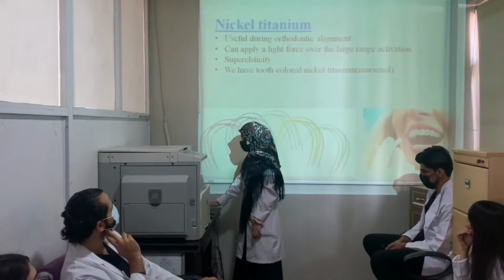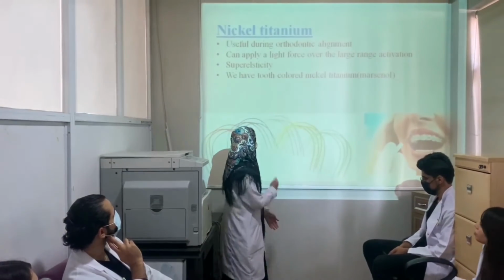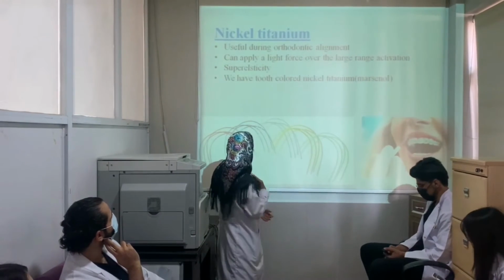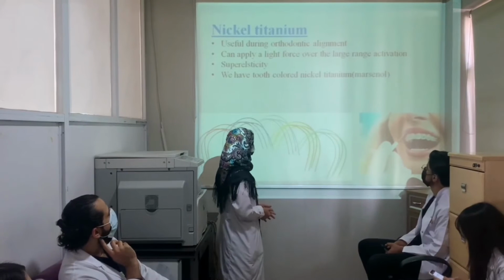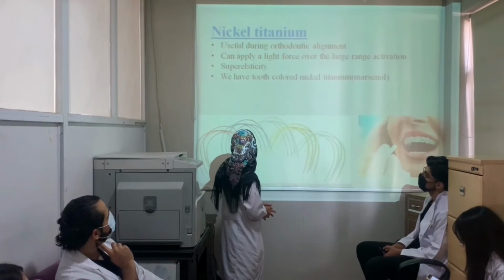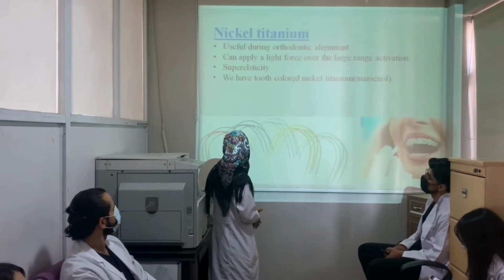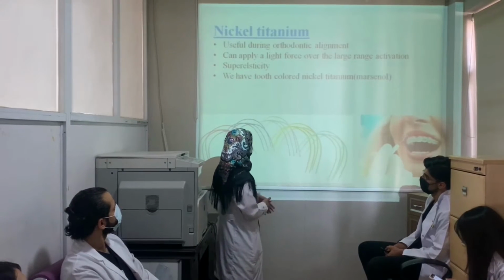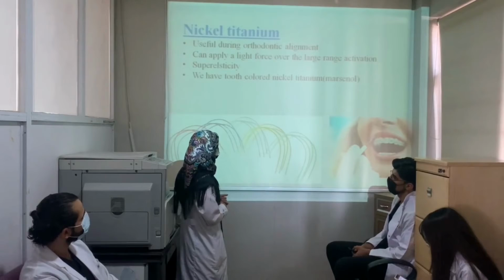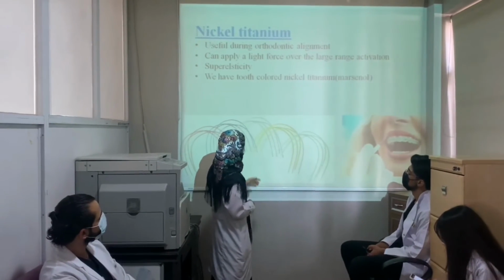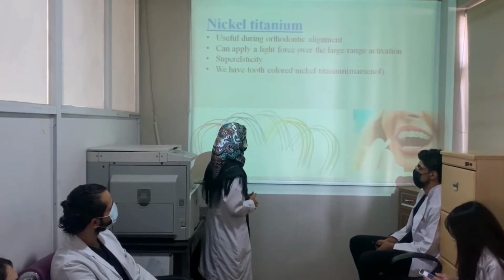And the second type, we have nickel titanium. Nickel titanium is useful in orthodontic alignment, and it can apply light force over a large range of activation, and it's super elastic. We have different types of nickel titanium according to colors. Also, we have two-colored nickel titanium, which is called Marcy.